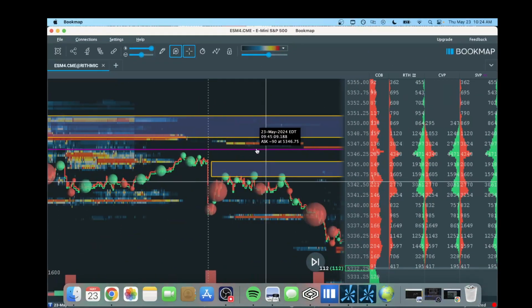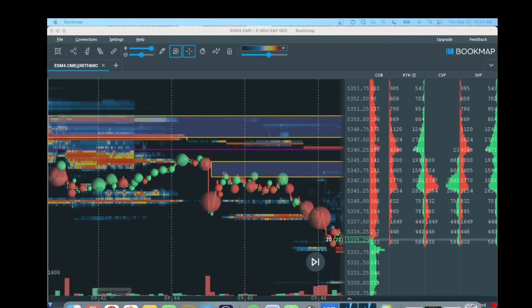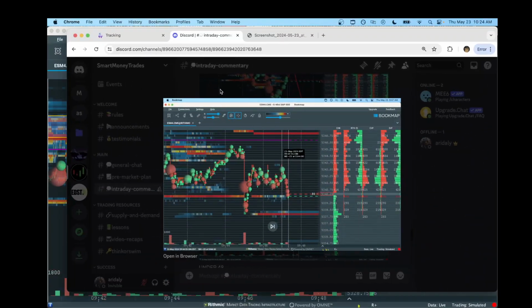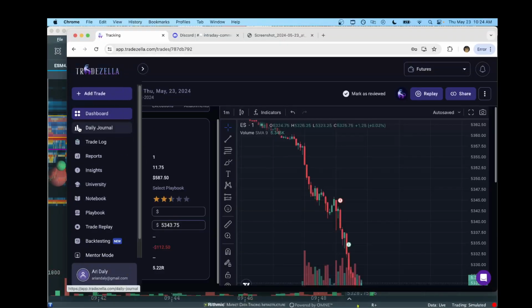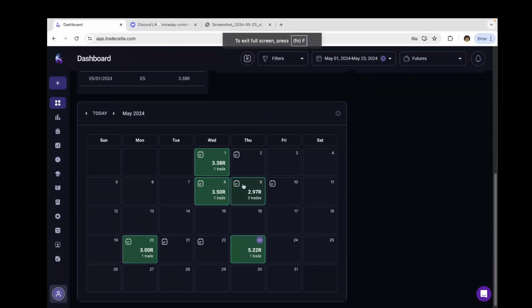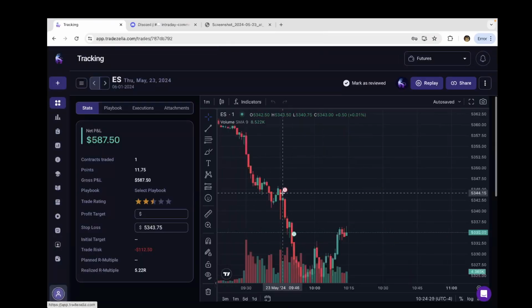On Bookmap, it looks like this. It's just the same exact thing. It just shows it differently. It's all the tape. And let me just pull up my TradeZella. Let me show you guys my entry. So, I was risking only, I believe, so look, short entry here at 4,150.